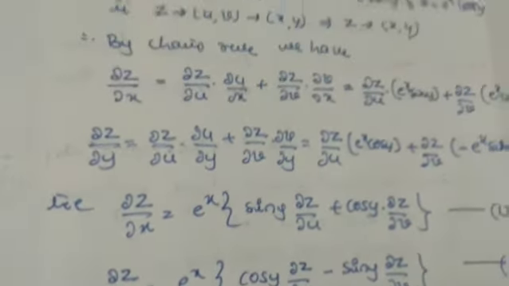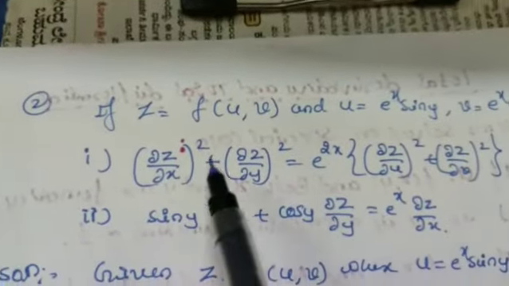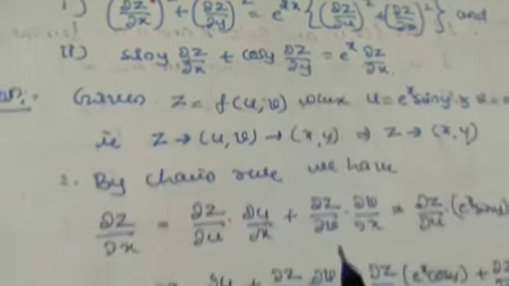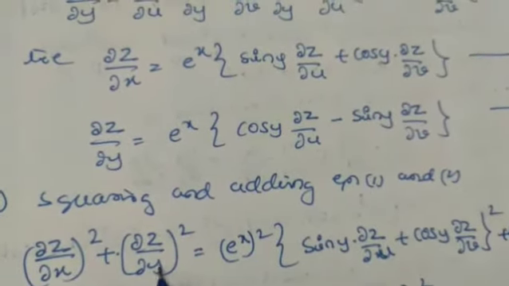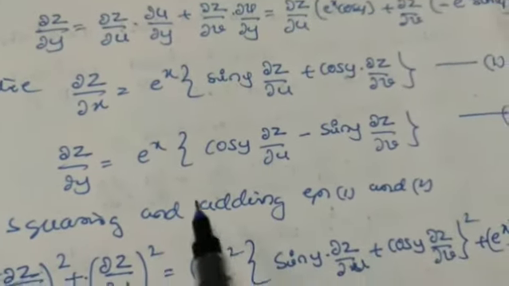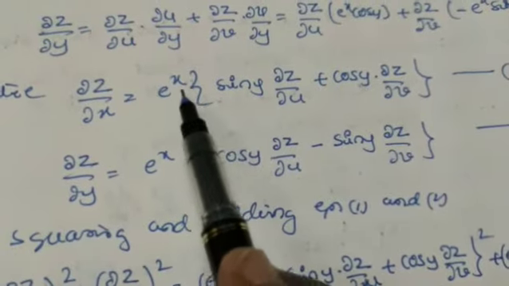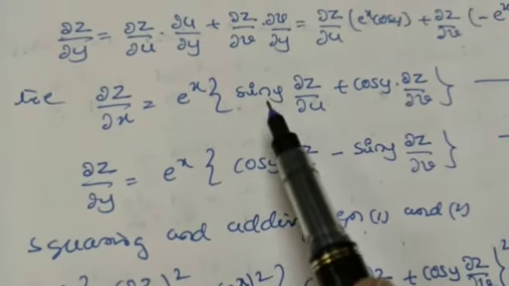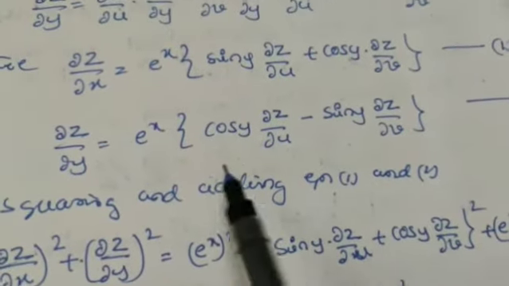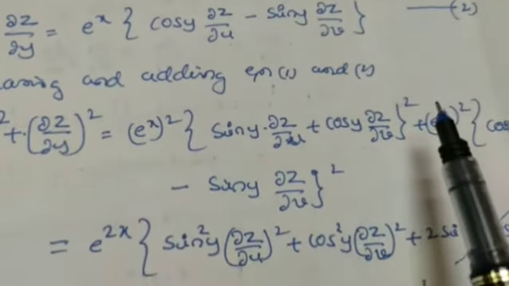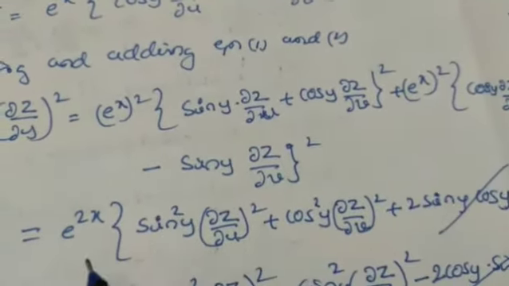So now we want to find (dou z by dou x) whole square plus (dou z by dou y) whole square. Let us square and add these two equations. So we get here LHS like this is equal to, square this RHS also, e raised to x whole square, and this is (sin y dou z by dou u plus cos y dou z by dou v) whole square, and plus the second also you have to write as it is. Let us expand this.